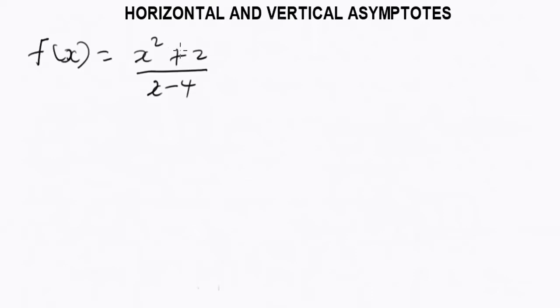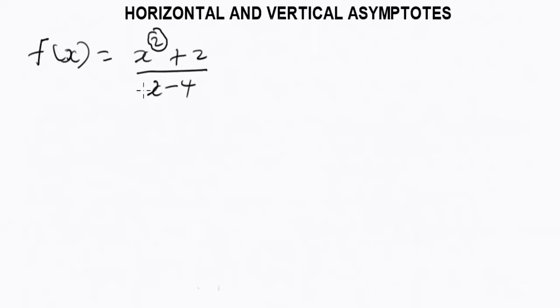In this case, as you can see, the highest power of x in the numerator is 2, whereas in the denominator it is 1. The highest power of x here is 1, invisible. So since the numerator's power is higher than the denominator's, this function is said to have no horizontal asymptote. So the answer will be that the function does not have a horizontal asymptote.